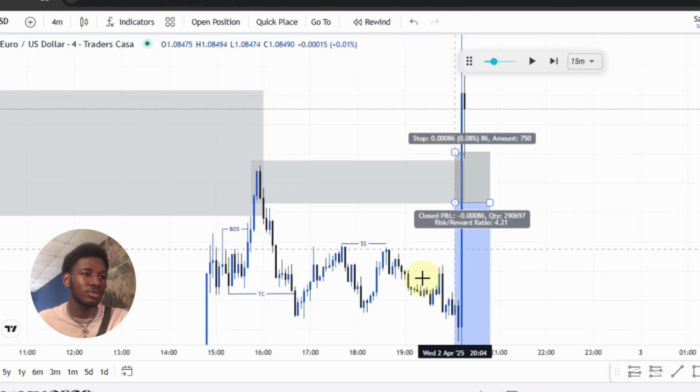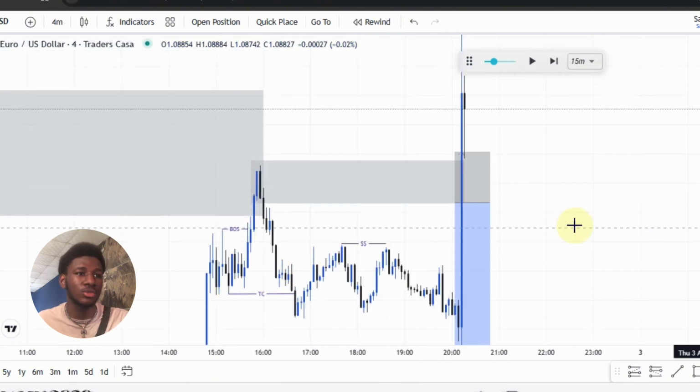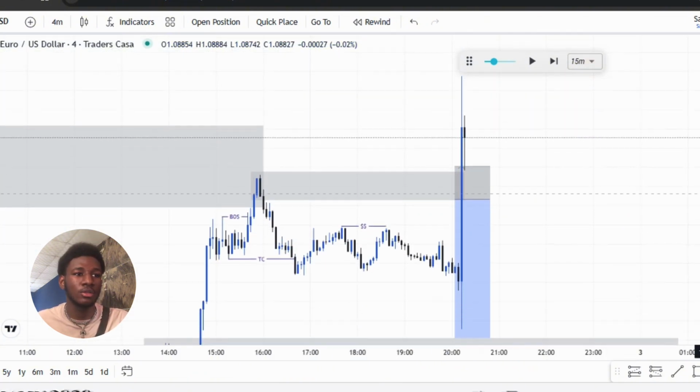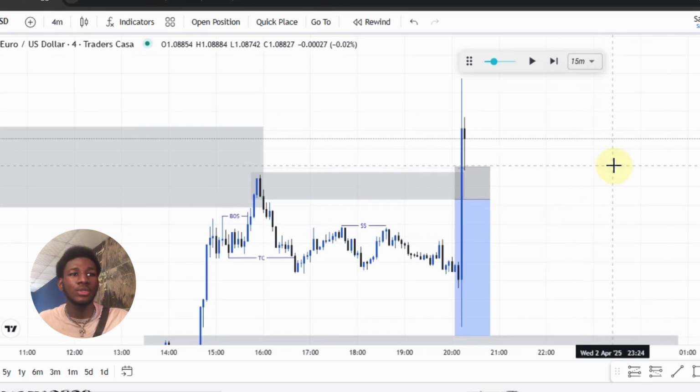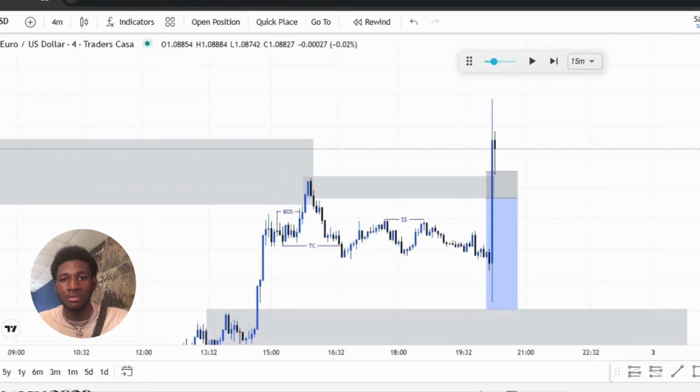And yeah, this is just the reality of trading, guys. Everything was met: break of structure, change of character, liquidity sweep, and what happened? Price still stopped me out, because that's what happens, guys. And that's why you need to always predefine your risk on every trade.